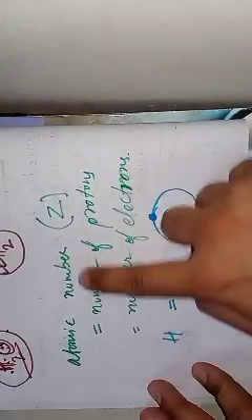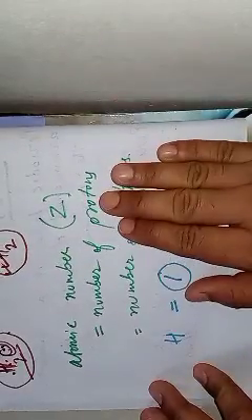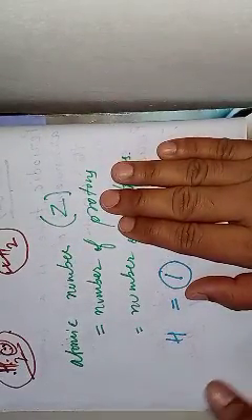So again I am repeating, periodic table is the arrangement of elements. And what are elements? Pure substances made up of same kind of atoms, like hydrogen, oxygen, nitrogen, not compounds. They are an arrangement of elements in the increasing order of atomic number. And you know what atomic number is.